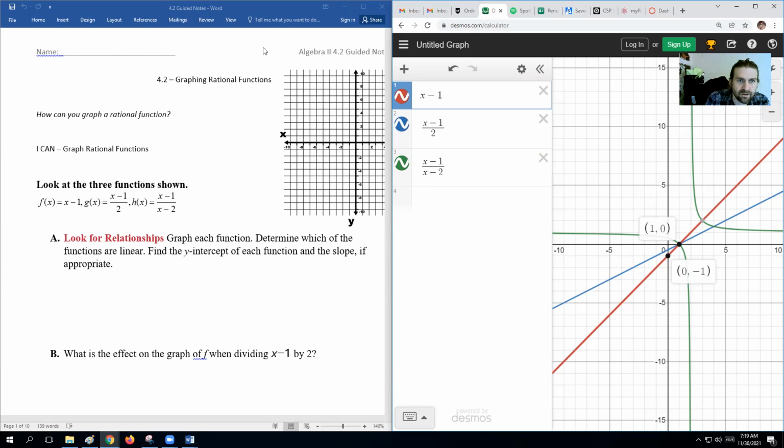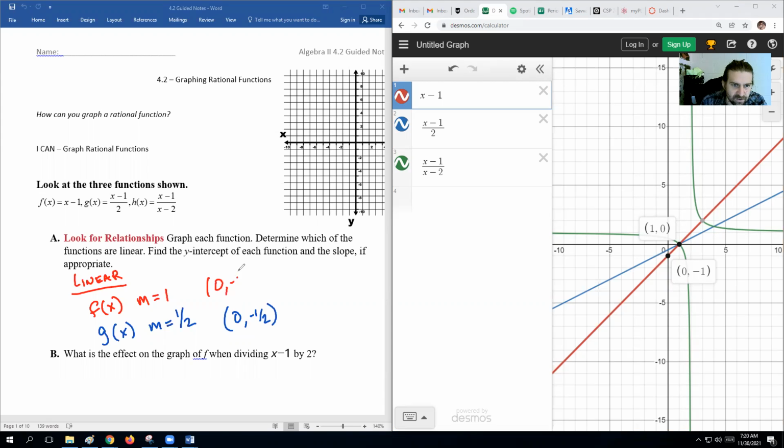All right, so f of x is linear and its slope is equal to 1. Then we'd also say that the blue line, g of x, is also linear and its slope is equal to 1/2. And the y-intercept, I forgot to put those down. The y-intercept here is at (0, -1/2), and on the other one, the y-intercept is at (0, -1).